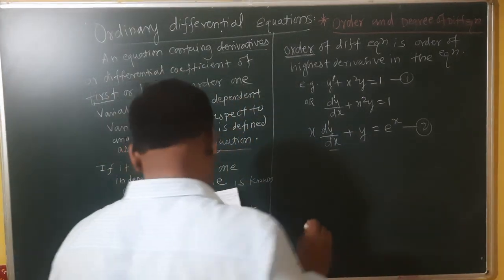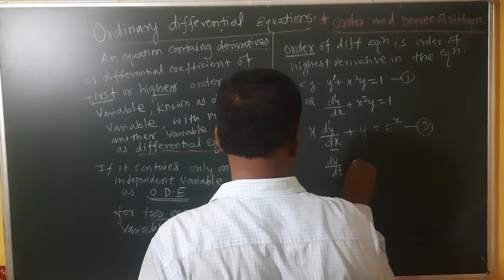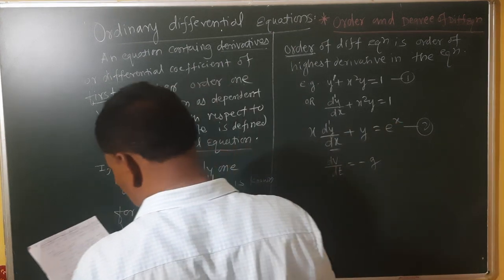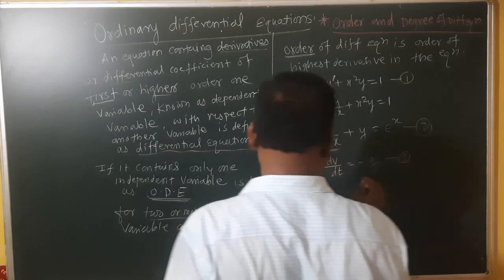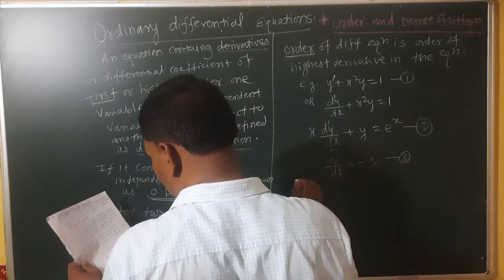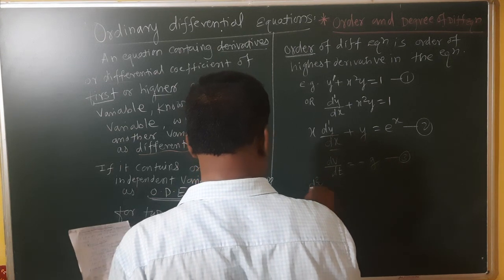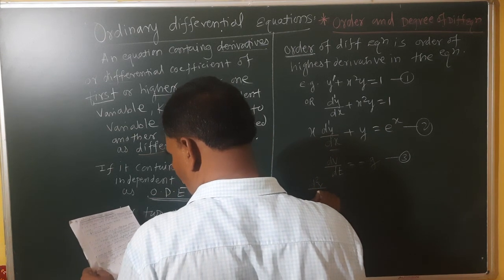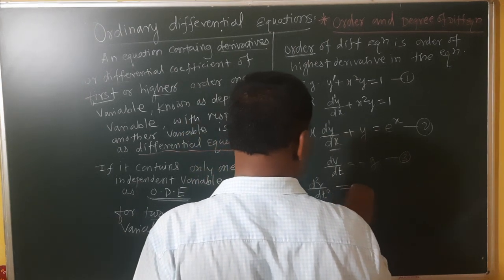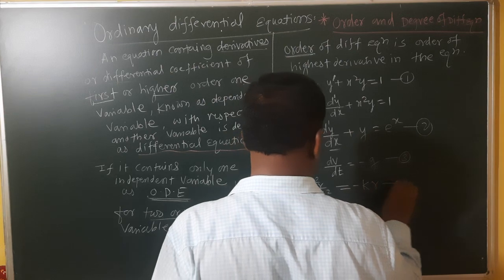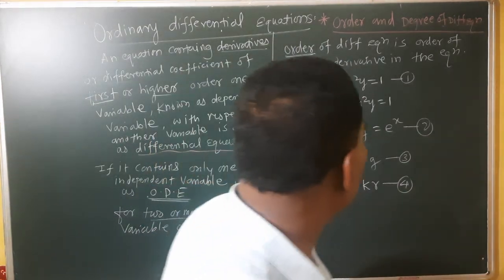Then dv by dt is equals to minus z. This is equation number 3. And then again we have d square r upon dt square is equals to minus k into r, equation number 4. Now we have to find the order.